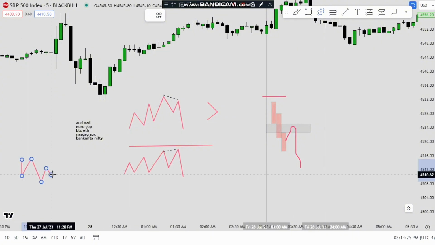Let me show you. Let's suppose this is the price of Euro. Euro is going down. Now let's suppose this is the GBP.